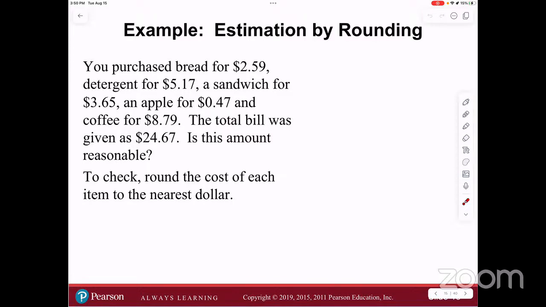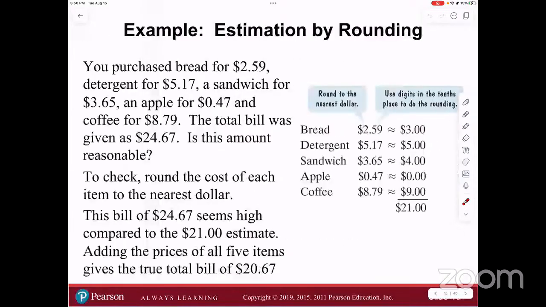Okay, so the total bill was given here, so is it reasonable? We got 21 when we estimated with rounding. I feel like I'm missing something. That's 4, that was 5, 3. We got 21. Okay, so let's look here. You see the $21 here. To check, round the cost of each item to the nearest dollar. It seems high compared to the $21 estimate. Adding the prices of all 5 items gives a true total bill of $20.67.